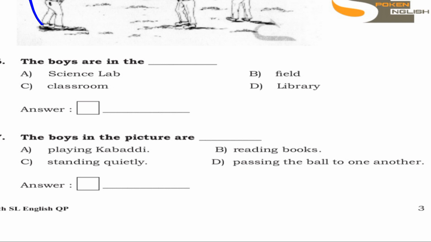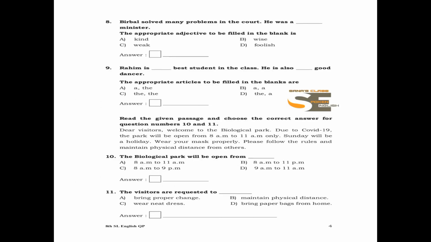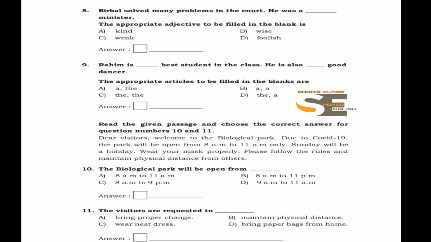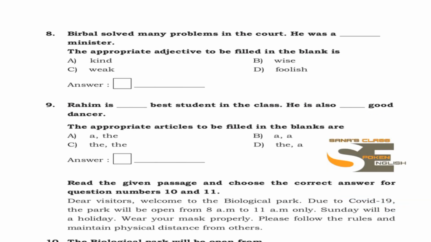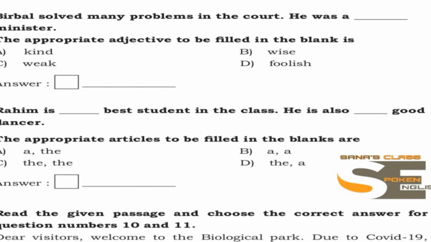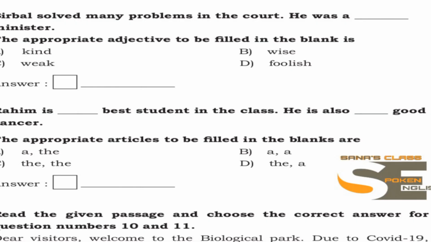Okay, now next we'll go for question number 8. Now read out the question given there. Birbal solved many problems in the court. He was a dash minister. Here you should write proper adjective. Adjective is nothing but a describing word. So how would you describe Birbal here? Would you describe him as a kind person, or wise, or weak, or foolish?